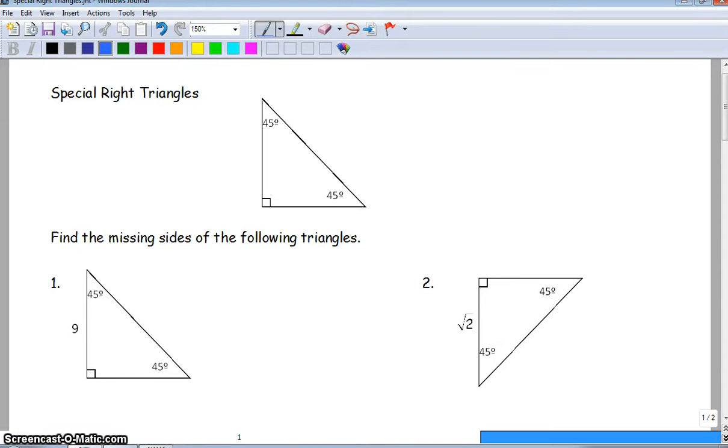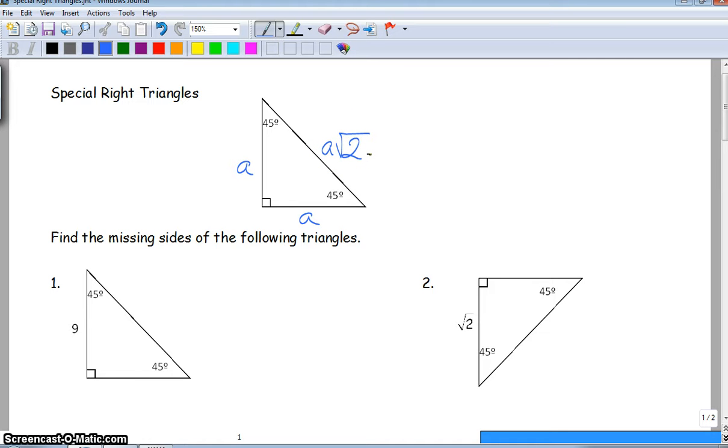This is help with special right triangles. In this video, we're just going to look at the 45, 45, 90 triangle. In the 45, 45, 90 triangle, the ratio of sides is always the same. Across from 45 degrees, we'll label as A. So here's also A. Across from 90 degrees is the length A times the square root of 2.